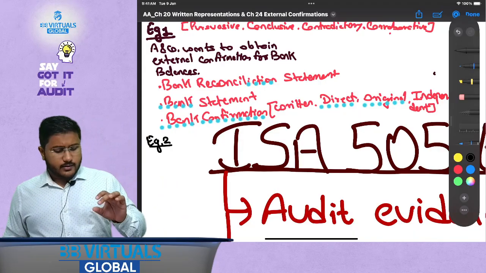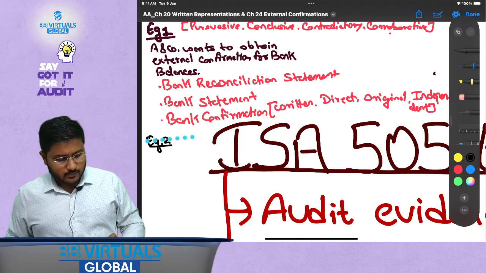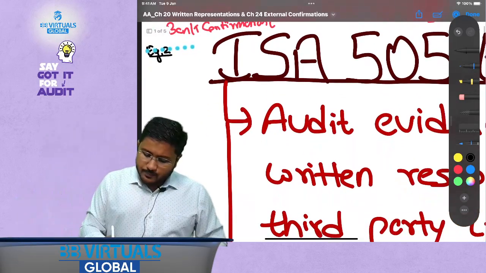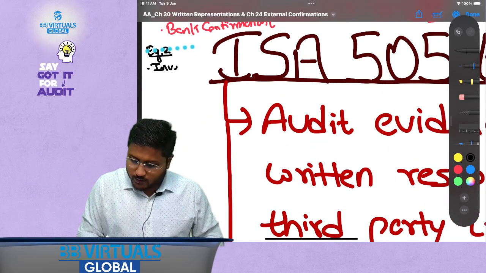Okay, this example makes sense. Now let's talk about the second example where external confirmations might be required. My friends, you went to the inventory count.